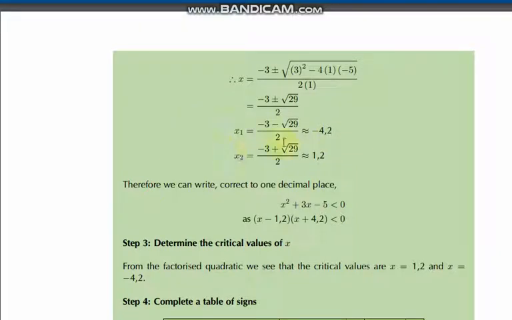You would first have x1 is equal to, in this case, minus 4.2, and then you would have to take the minus 4.2 to the other side, and you would basically have x plus 4.2 is equal to 0, and that would be your first factor, and then you would have another one, right?